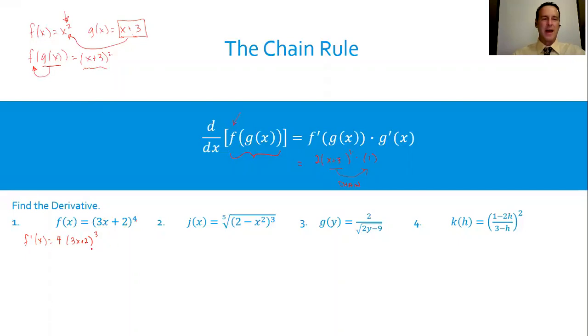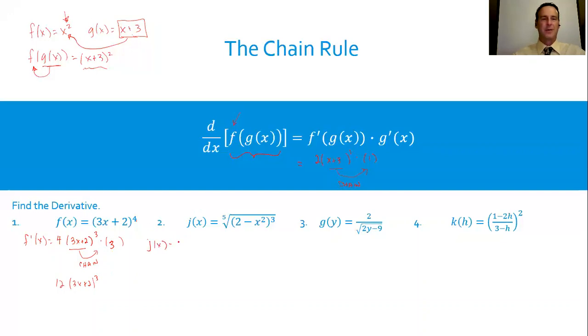Now what we'll do is the second piece. This is the chain part. We have to take the derivative of this 3x plus 2. The derivative of 3x plus 2 is 3, for the 3x, and the 2 goes away. So you're now left with 12 times 3x plus 2 cubed. Cool.